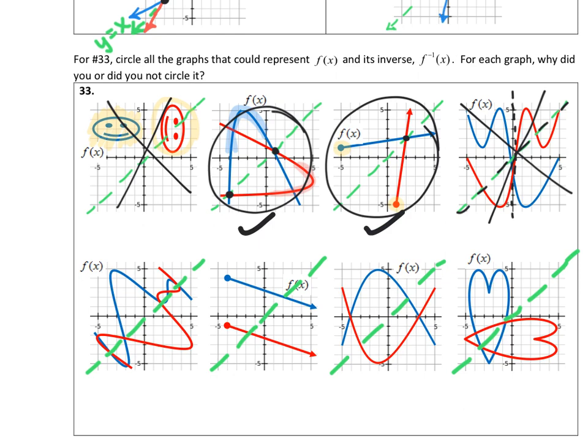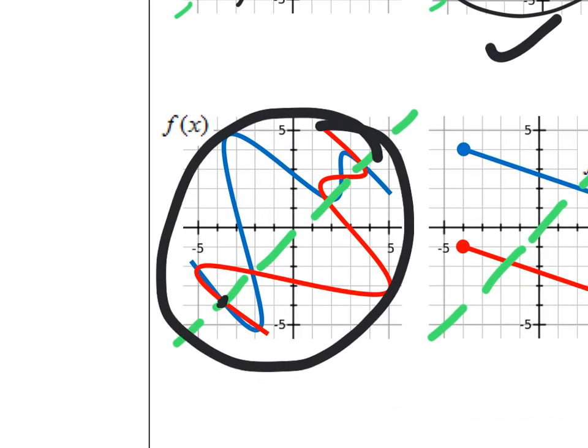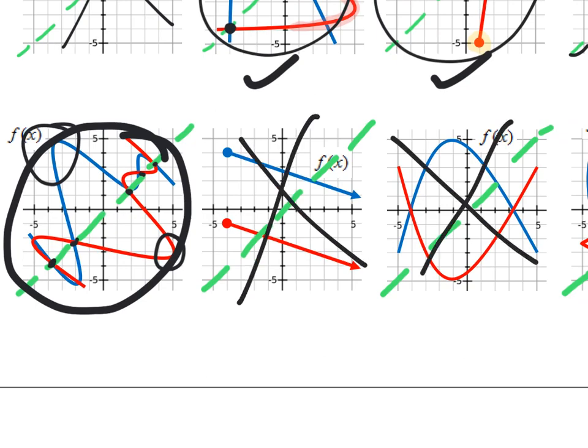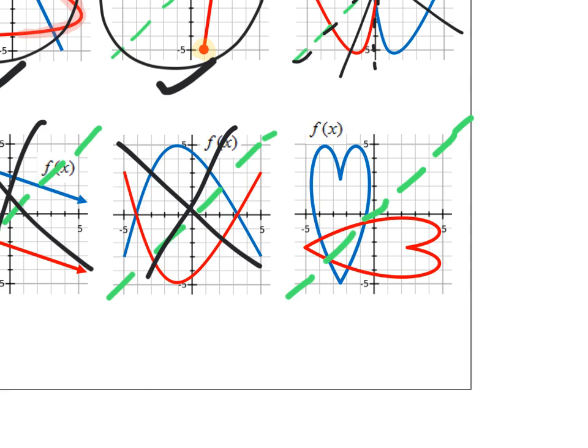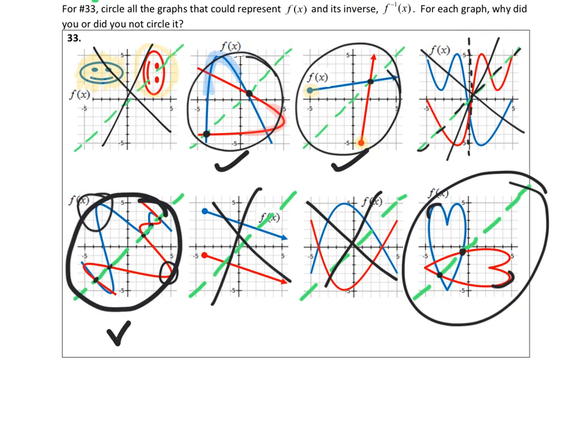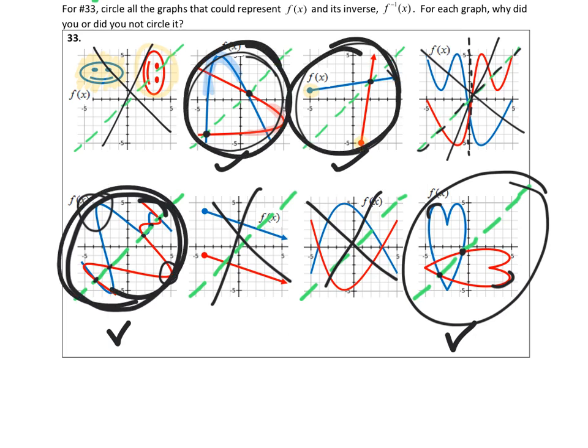In the bottom row, the first one, because of points like this, you can see that this part reflects to that part, and so on. This is not, and this last one reflects over, yep, this last one. So the four inverse functions here are the second, the third, the fifth, and the eighth.